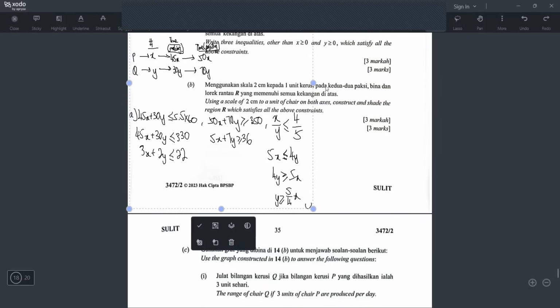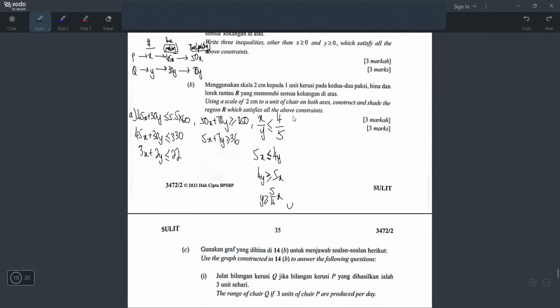If I make this smaller, then I will have space to find points here. Okay, the first line is 3x plus 2y equals 22, and then bracket, find coordinates. The second line is 5x plus 7y equals 36, and then bracket, and then the third line, y equals 5/4x, bracket. Okay, means you find two coordinates.